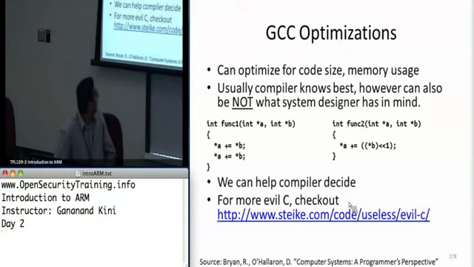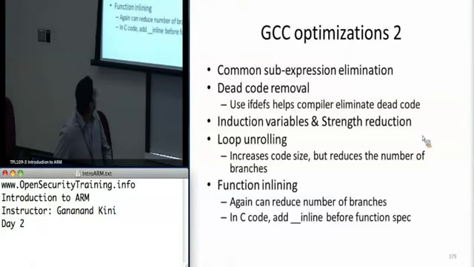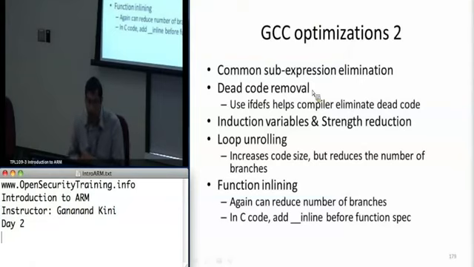And if you guys are more interested in more evil C, check out this link in your training. Some of the optimizations that GCC does for you are things like dead code removal. It's essentially code that never gets run in any of the control flows, never reaches that piece of code. And GCC is pretty good about removing such code. One way to help the compiler decide that is to use things like ifdefs.